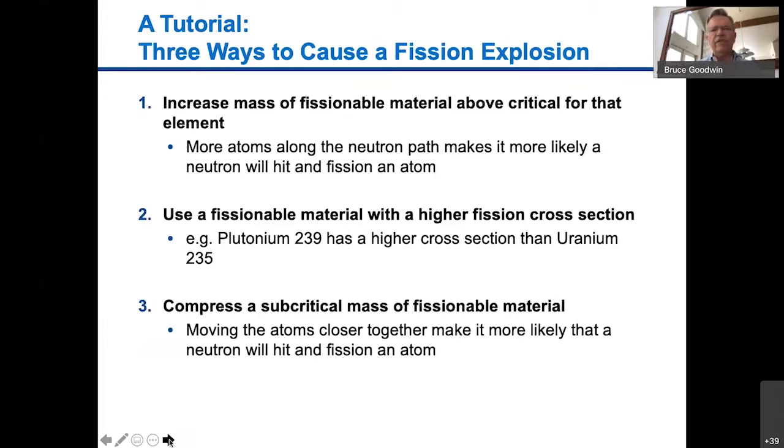You can use a fissionable material with a higher fission cross-section, like plutonium-239, and therefore you have a smaller critical mass to cause the explosion. And third, the way most weapons work today in the world, you can compress a subcritical mass of fissionable material, typically using high explosive. It's called implosion, and you move the atoms closer together and make it more likely, because they're closer together, that a neutron will hit and fission an atom. Next view graph.